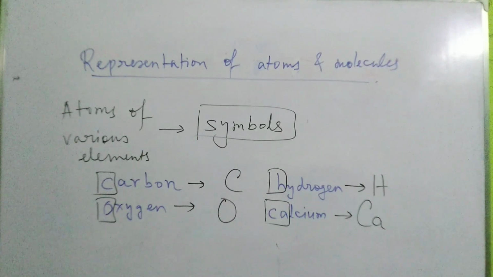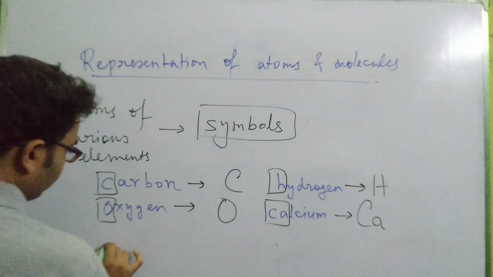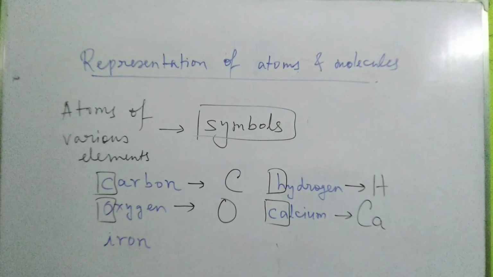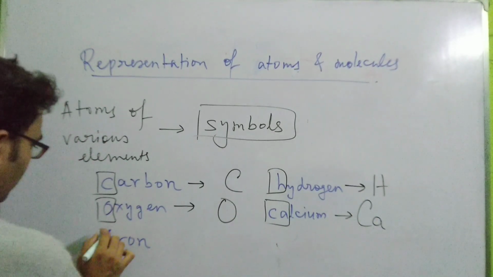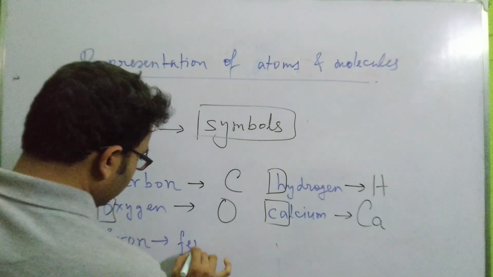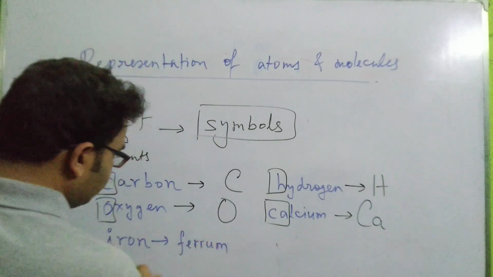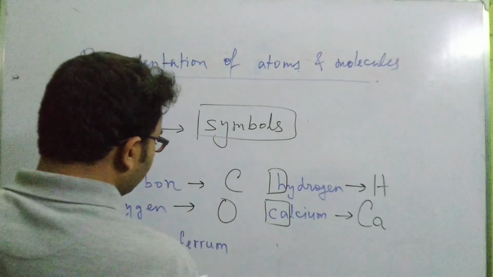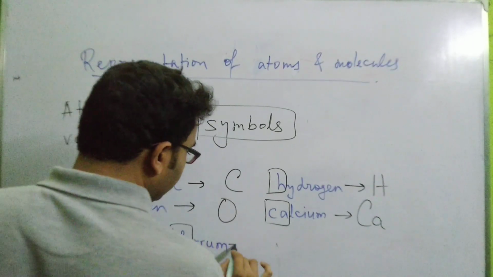Now, if you consider iron. In case of iron, what do we consider? We consider the Latin name of iron. The Latin name of iron is actually ferrum, F-E-R-R-U-M. So for this, the symbol is the first two letters, Fe.